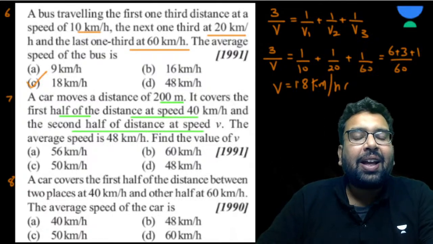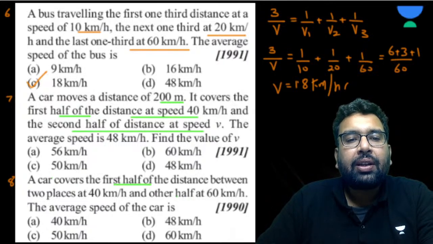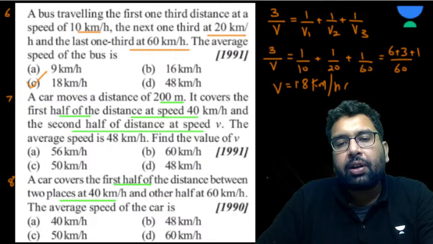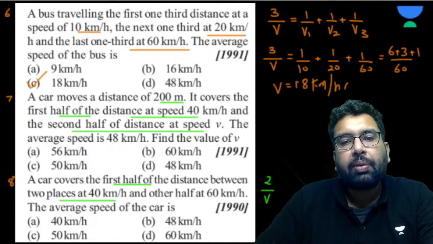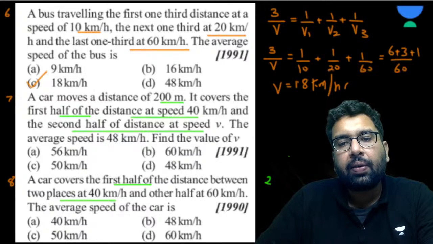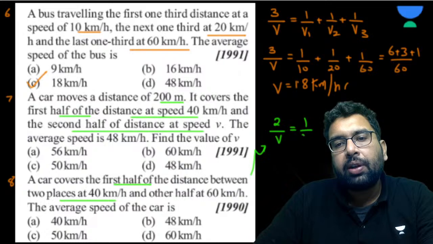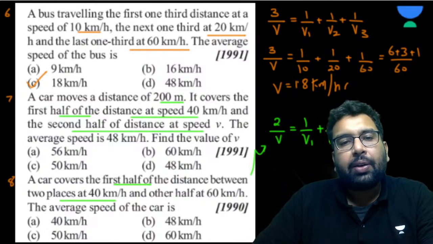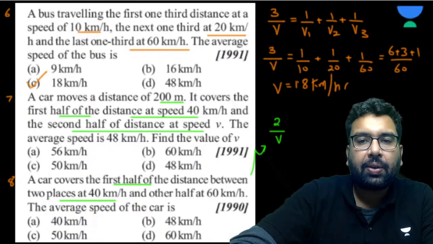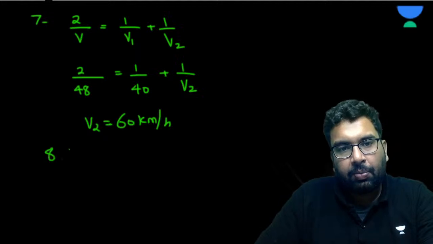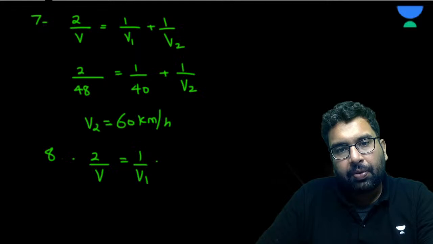Here, come. A car covers first half of the distance between two places. So again, same distance is being traveled. So it will become 2 upon V. So I'll write here. It will become 2 by V plus 1 by V1 plus 1 by V2, right? So see, even you don't need to do any calculation. I'll just write on the next page. So again, this formula will be applied: 2 by V upon 1 by V1 plus 1 by V2.